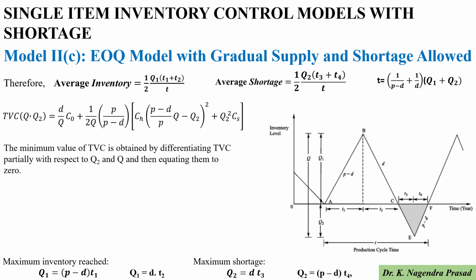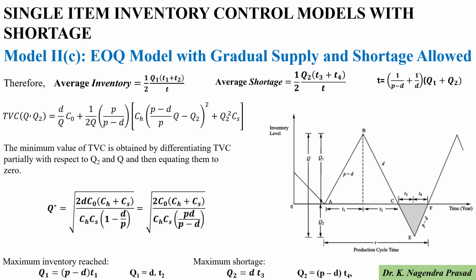The minimum value of total variable cost is obtained by differentiating the total variable cost partially with respect to Q and Q2, then equating them to zero. Then we will get the optimal EOQ. Generally we represent EOQ as Q star. Q star equals the root of 2 C0 (CH plus CS) divided by (CH into CS) into D P divided by (P minus D).